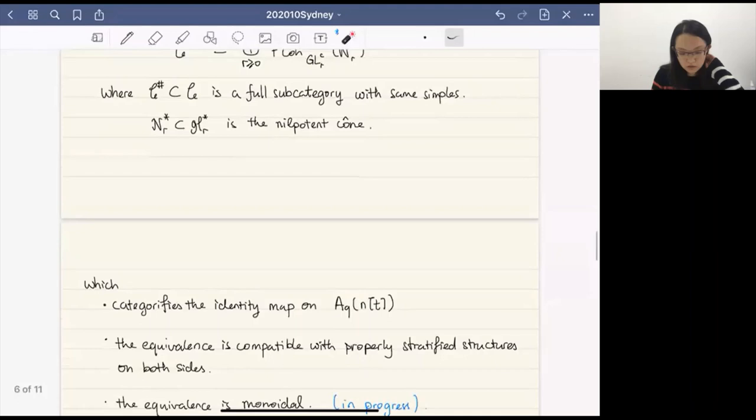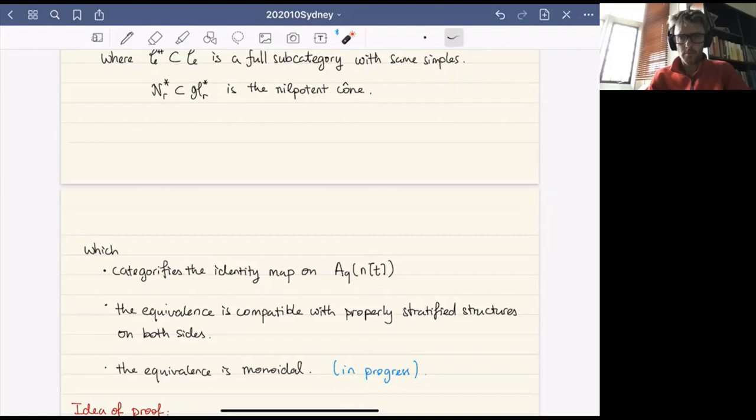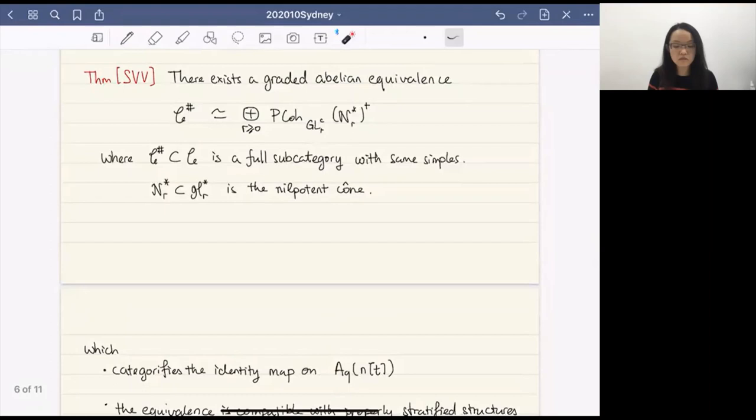And actually, we can identify the proper standard and co-standard modules as matching each other under this equivalence. And finally, this equivalence should be monoidal. This is something in progress. I think we can prove it, it just hasn't been written down yet. Okay, so this is the statement of the theorem.